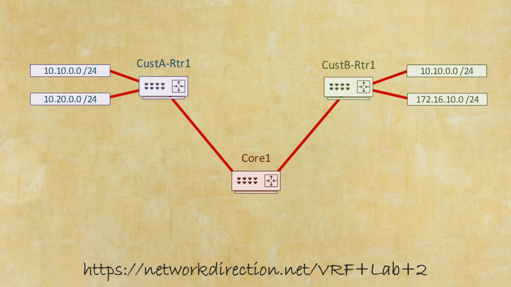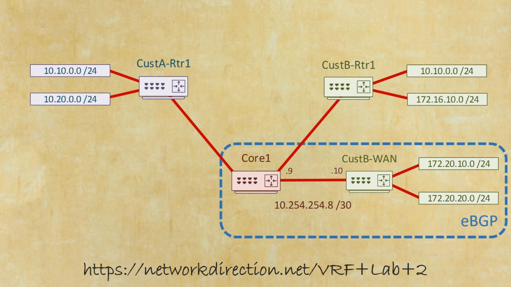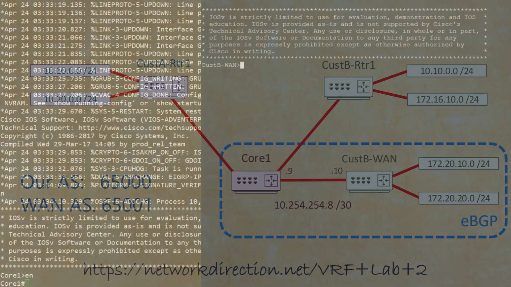Customer B has just informed us that they would like to connect to their WAN. We don't own the customer's WAN router ourselves, so we would like to use eBGP to peer with it. Our AS number is 65000 and theirs is 65001. As usual, the basic config is done, which you can download from the website.